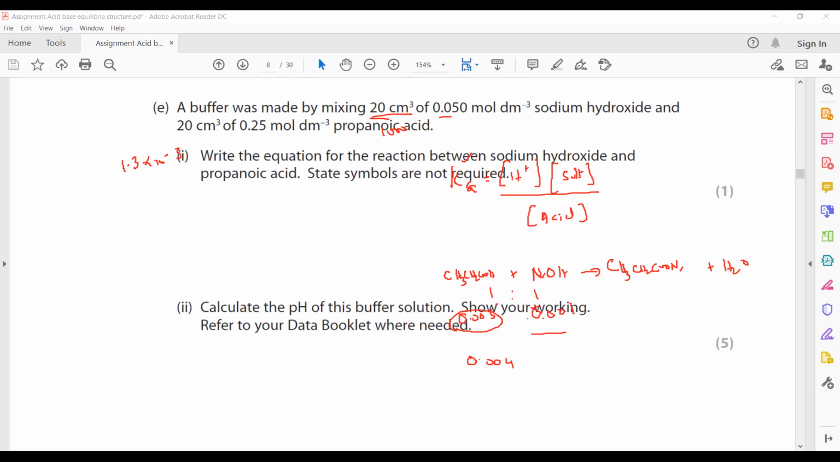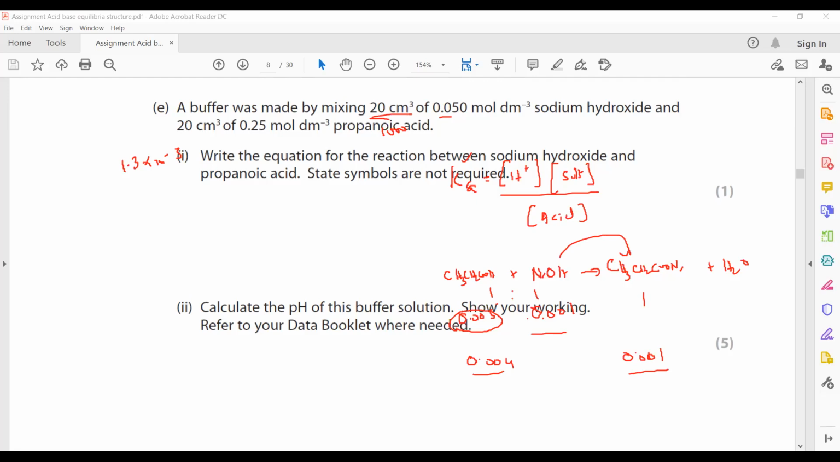If the limiting reagent is 0.001, how many moles of propanoic acid will be there? 0.004 after the reaction. And how many moles of salt will be formed? Because sodium hydroxide is limiting and the ratio is 1:1, the same number of moles of salt will be there, 0.001. But we need a concentration because we want to substitute concentration. Now, what will be the volume? These are the moles.